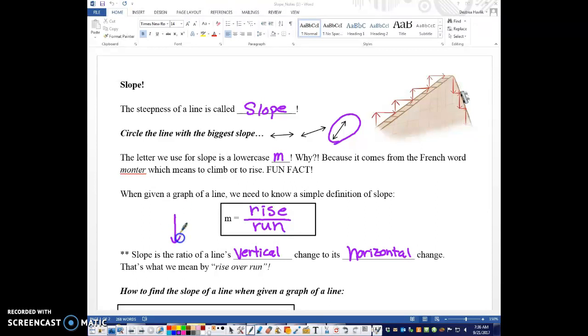Vertical, remember, goes straight up and down. Horizontal goes side to side. Okay?